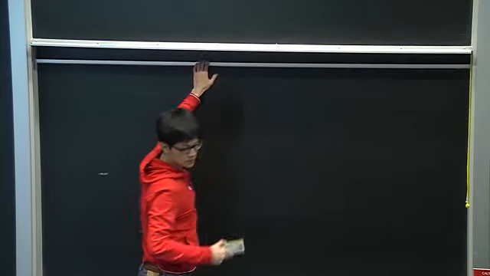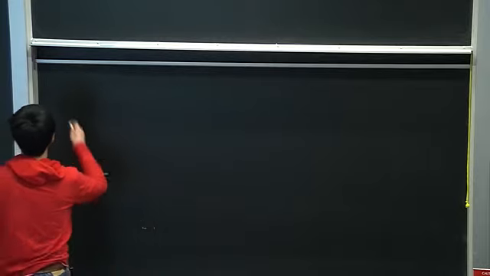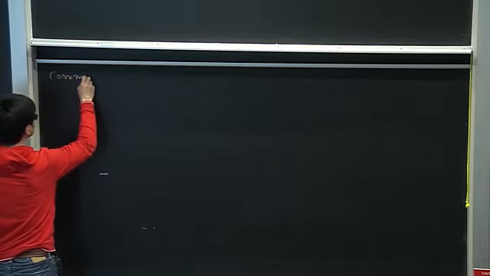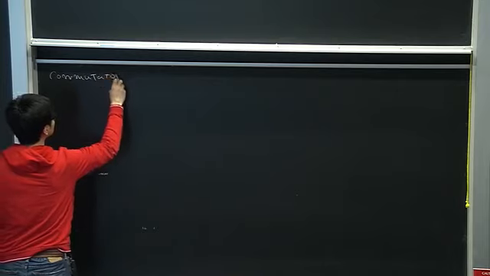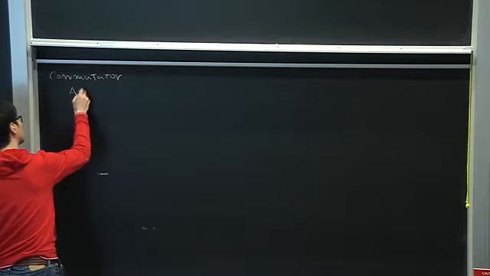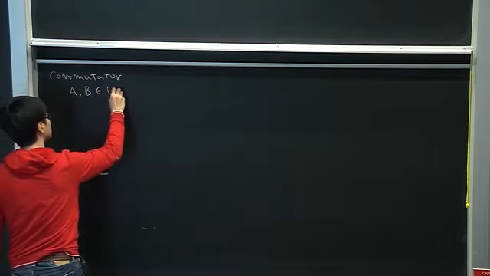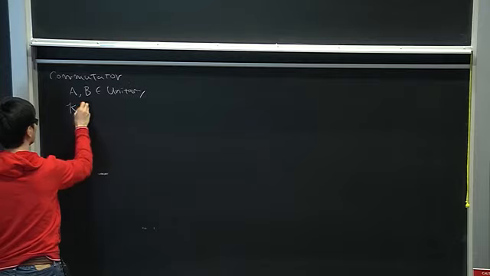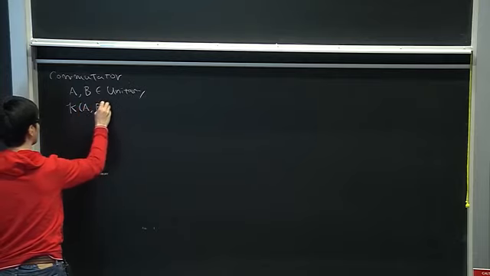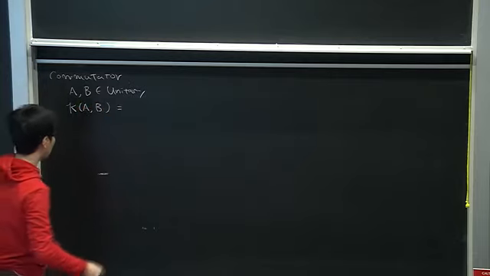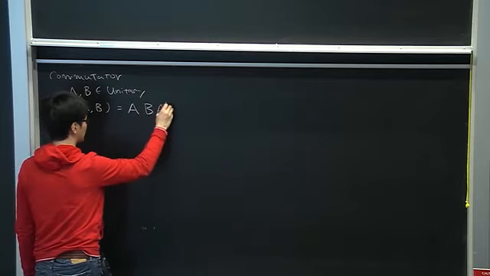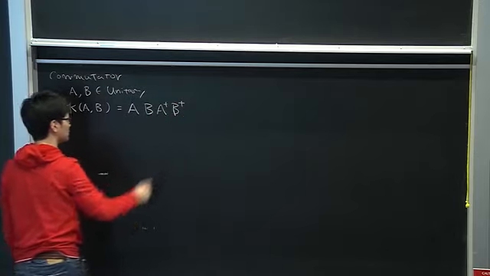All right, so for the formal definition, it is convenient to use something called commutator. So let A and B be some unitary operator. Then commutator K between A and B will be defined as the following: A B A dagger B dagger. Okay.